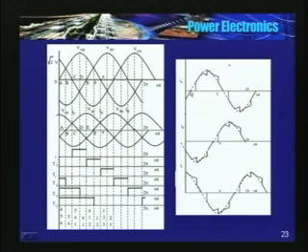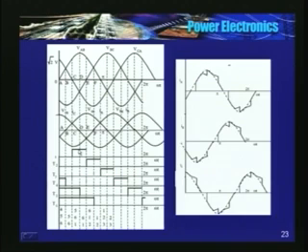Now from pi by 6 to pi by 3, IA is 0, and at that time IC is equal to minus of IB. Okay, this is the current. At omega t is equal to pi by 3, T1 is triggered.